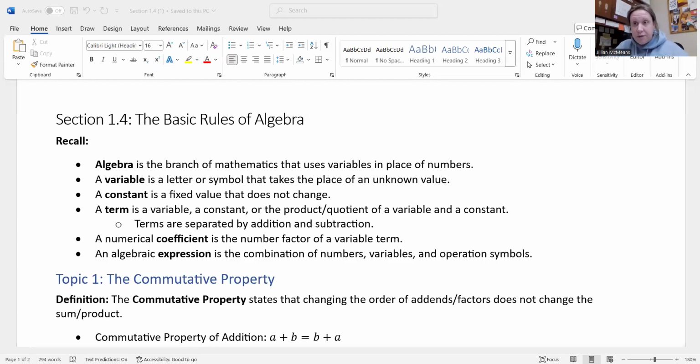The focus of section 1.4 is going to be the basic rules of algebra. And for me, algebra is where it starts to get a bit more fun. Okay, so I like all of math, but algebra is really fun for me. So we do need to review a few definitions that we've seen in a previous section.